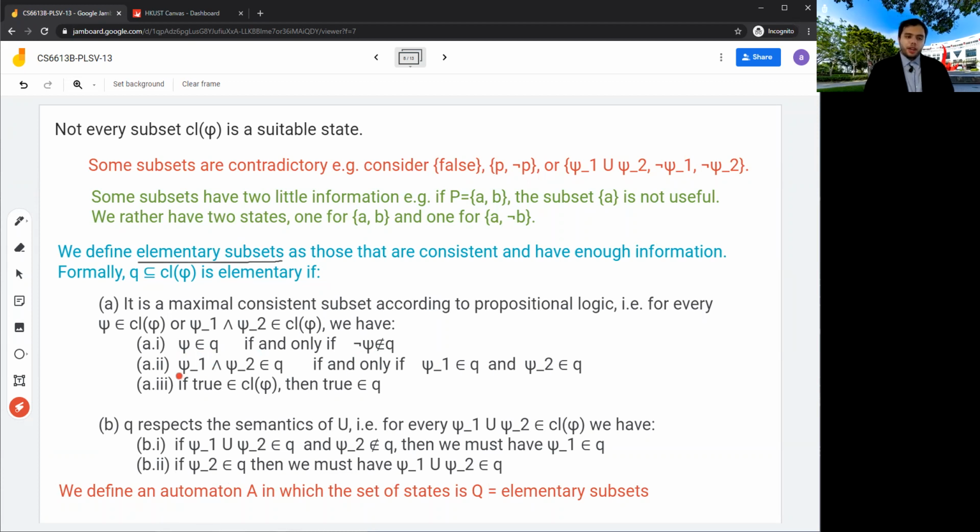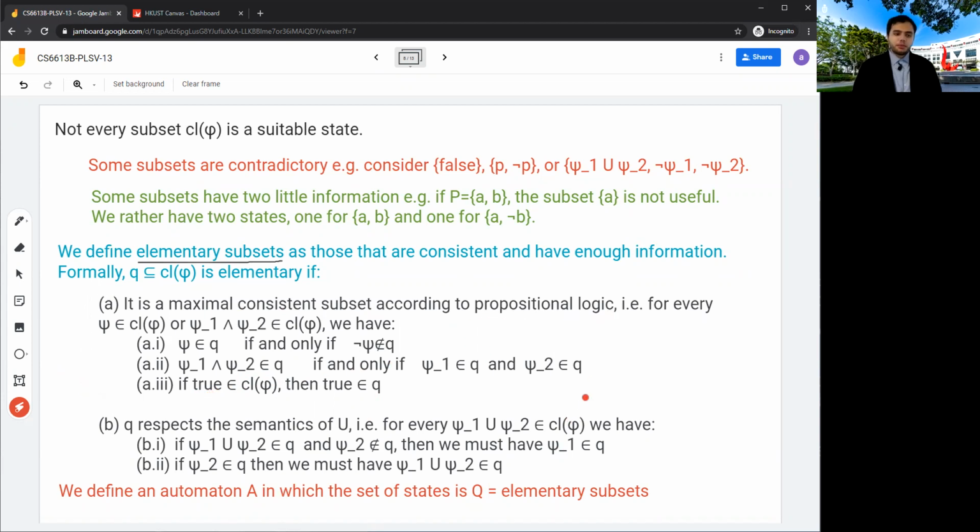And I want to have psi1 and psi2 if and only if I have both of them. So this is again about being consistent. So if I satisfy psi1 and I satisfy psi2, I satisfy both of them. And also if true is in the set of formulas that I'm talking about in my closure, then I want true to also be in this elementary subset. Okay. So these were the conditions that we had to satisfy with respect to propositional logic.